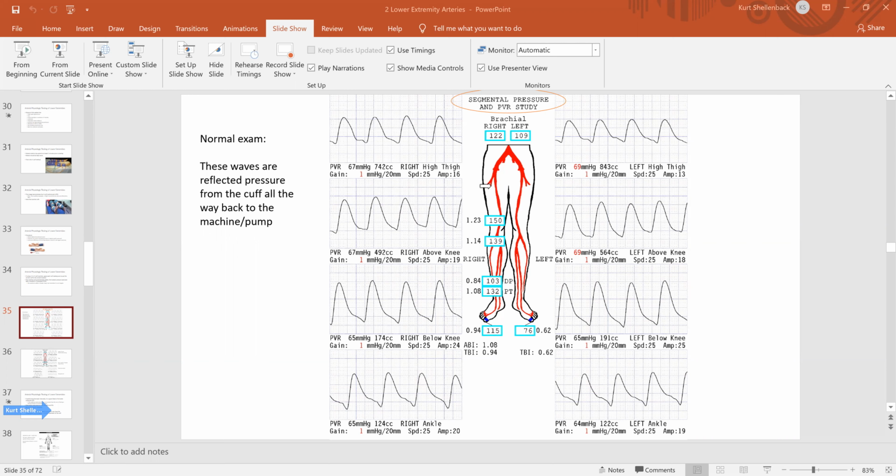0.9. Oh, we only have pressures on this side. 122, 150. Probably a little bit increased, but 139, 103, 132. Oh, because it's dorsalis pedis and posterior tib, and then 115 all the way down in the toe. And for some reason, we don't have all of our millimeters of mercury.